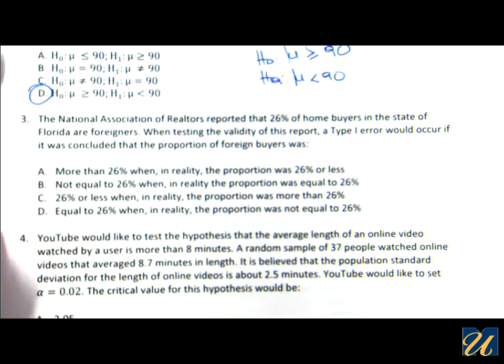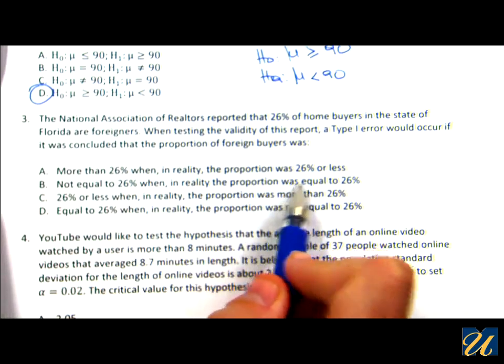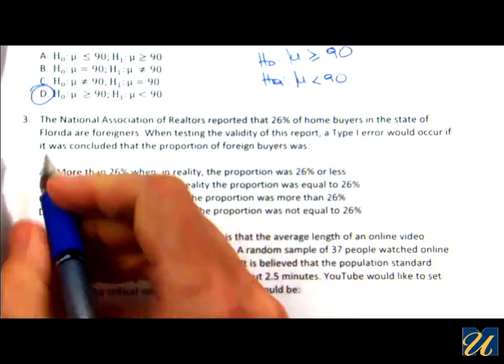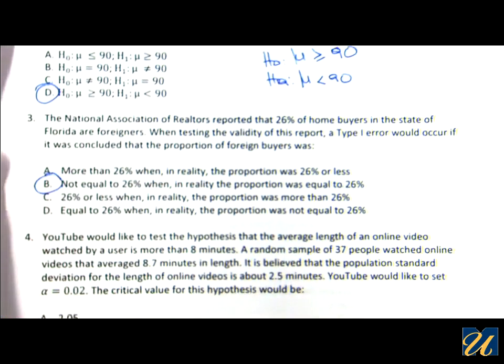The National Association of Realtors reported that 26% of home buyers in the state of Florida are foreigners. When testing the validity of this report, a type 1 error would occur if it was concluded that the proportion of foreign buyers was not equal to 26%, when in reality the proportion was equal to 26%. This would be the type 1 error.